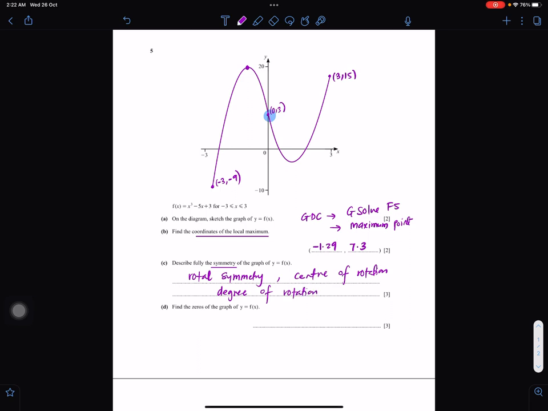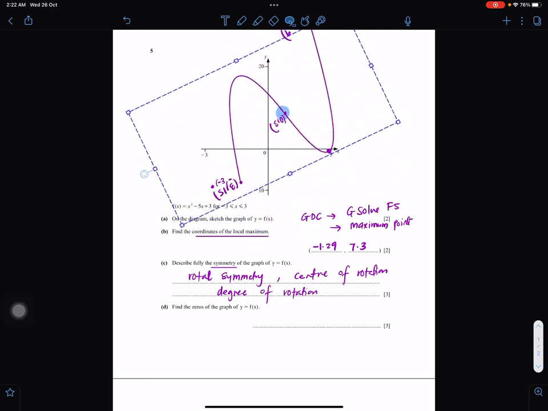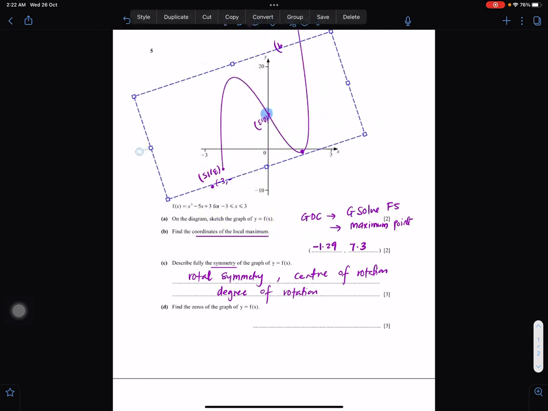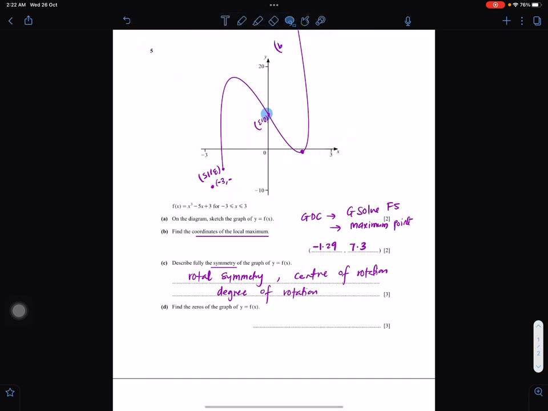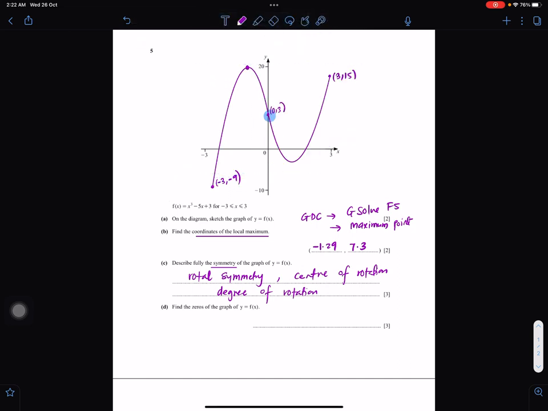So we can clearly see that the graph can be rotated like this to get you the symmetry at (0, 3). But what is the degree of the rotation? So we can do this twice in this entire 360 degrees. Therefore the order of rotation remains just 2. And the center of rotation, you can clearly see it at (0, 3). And it's a rotational symmetry, so mention that too.